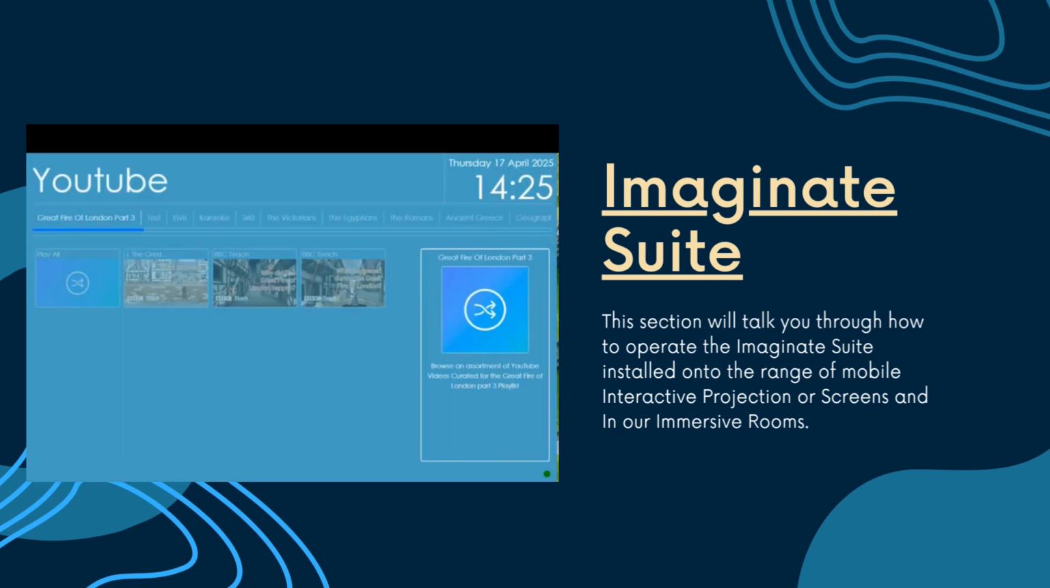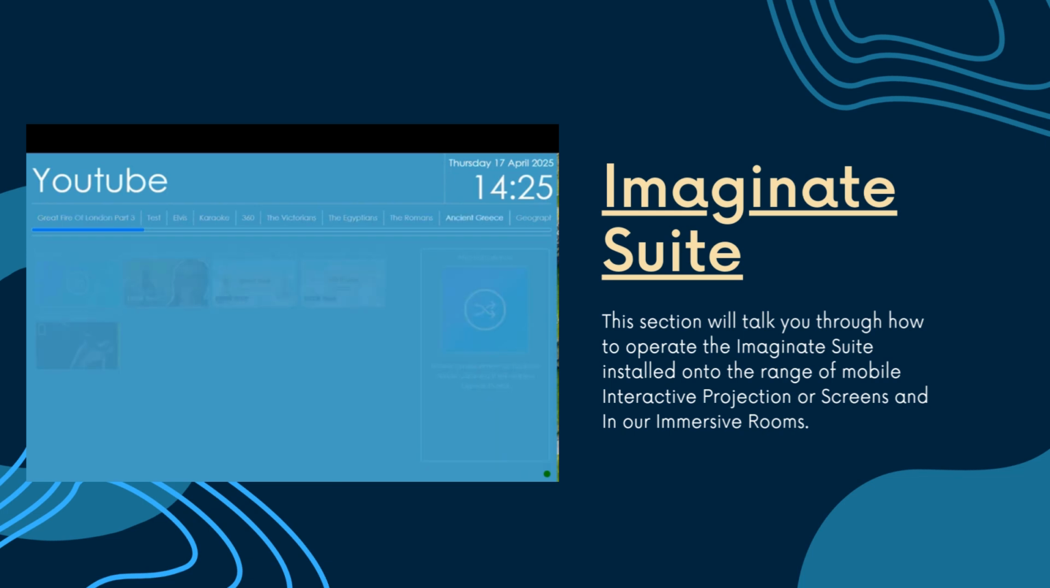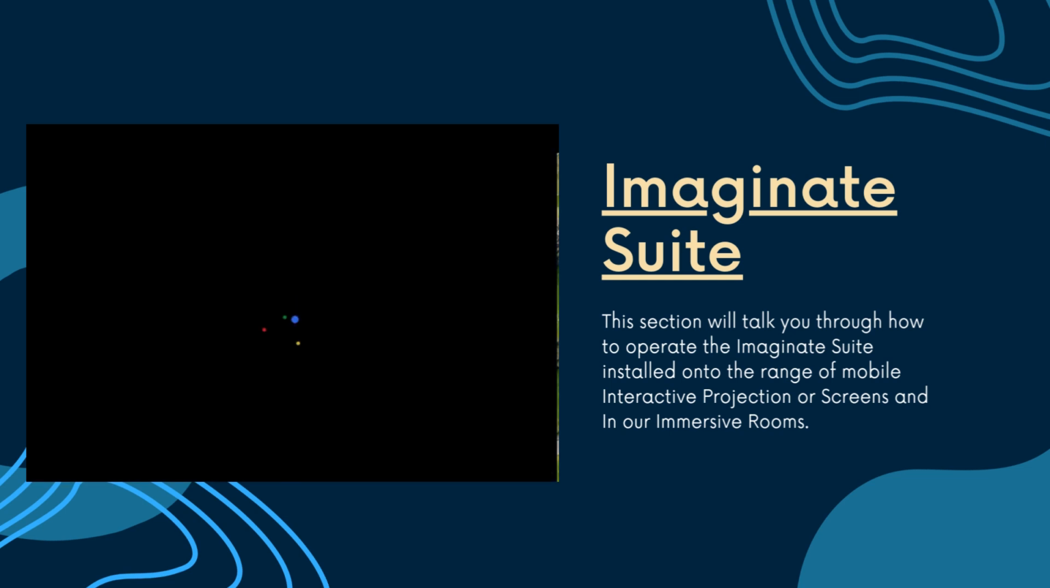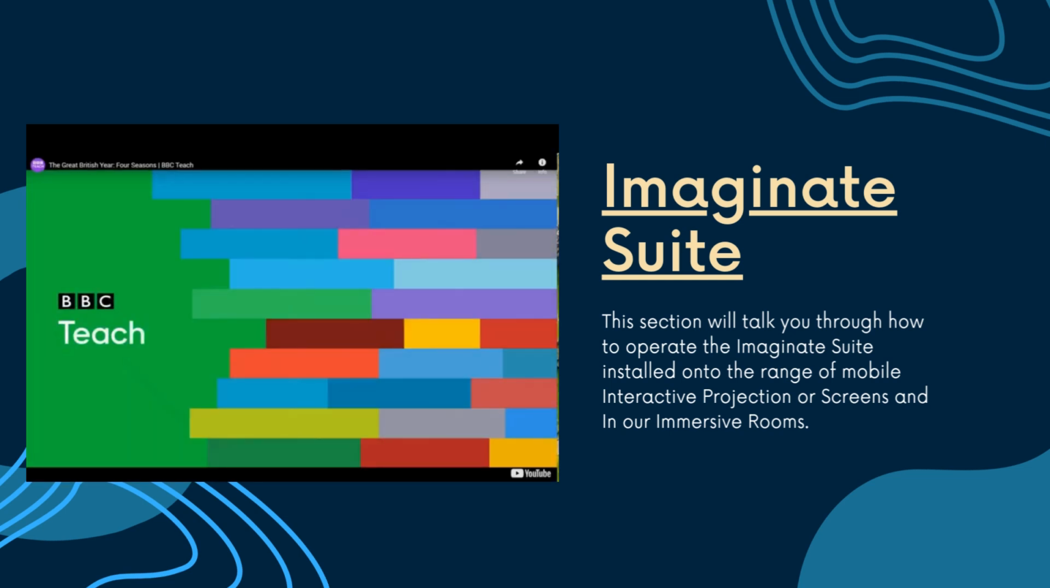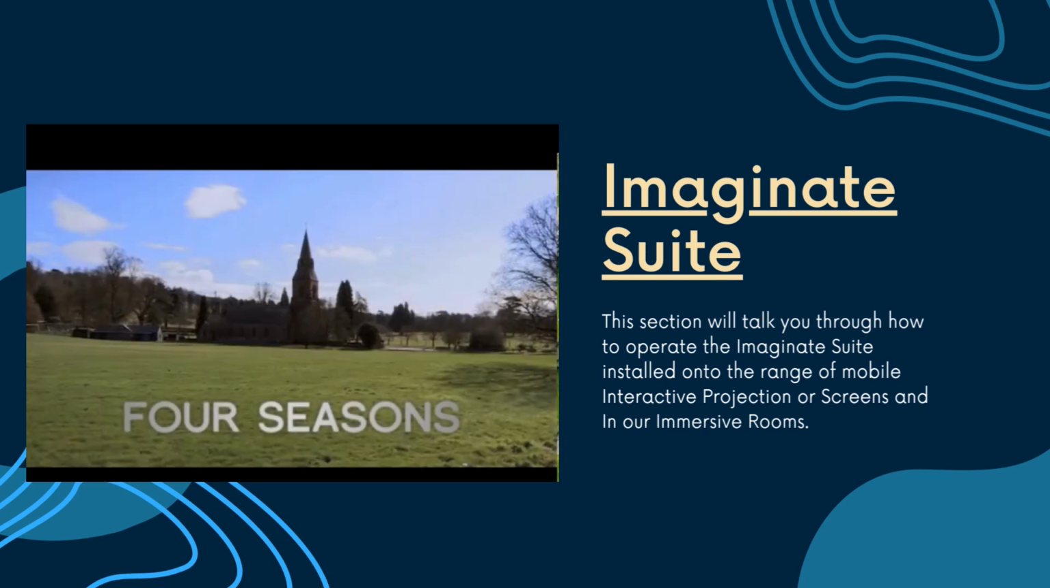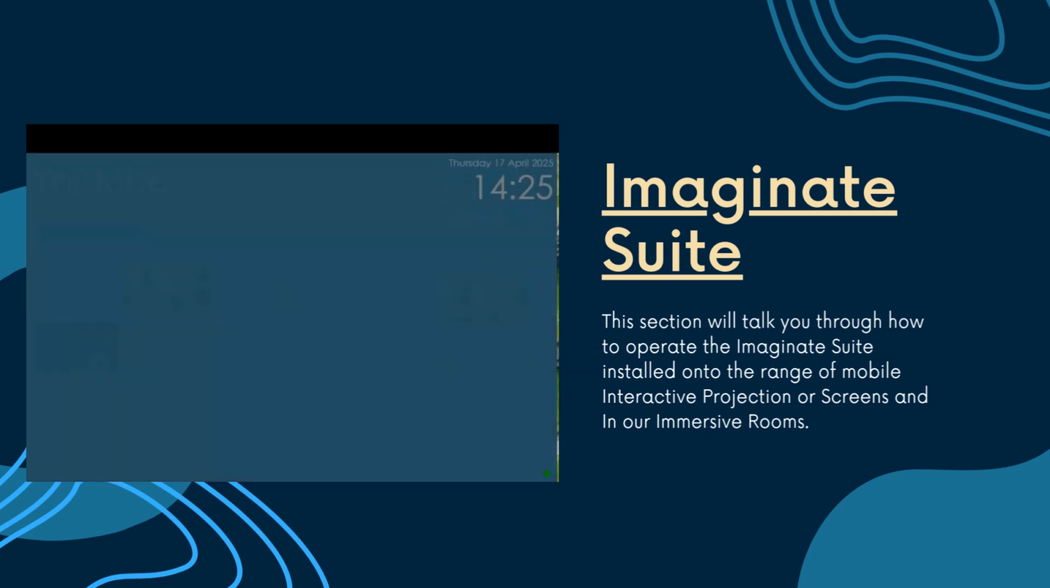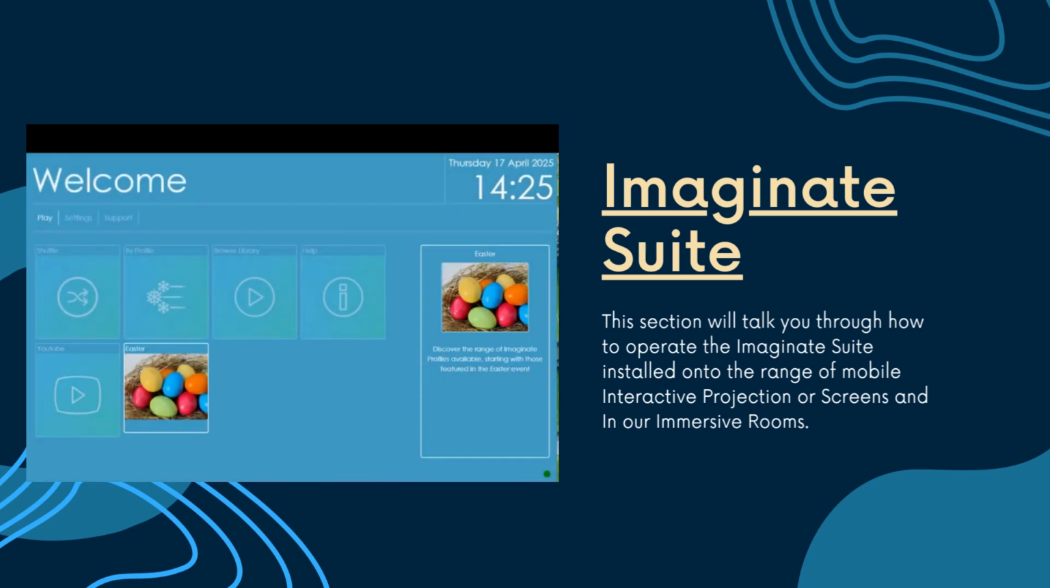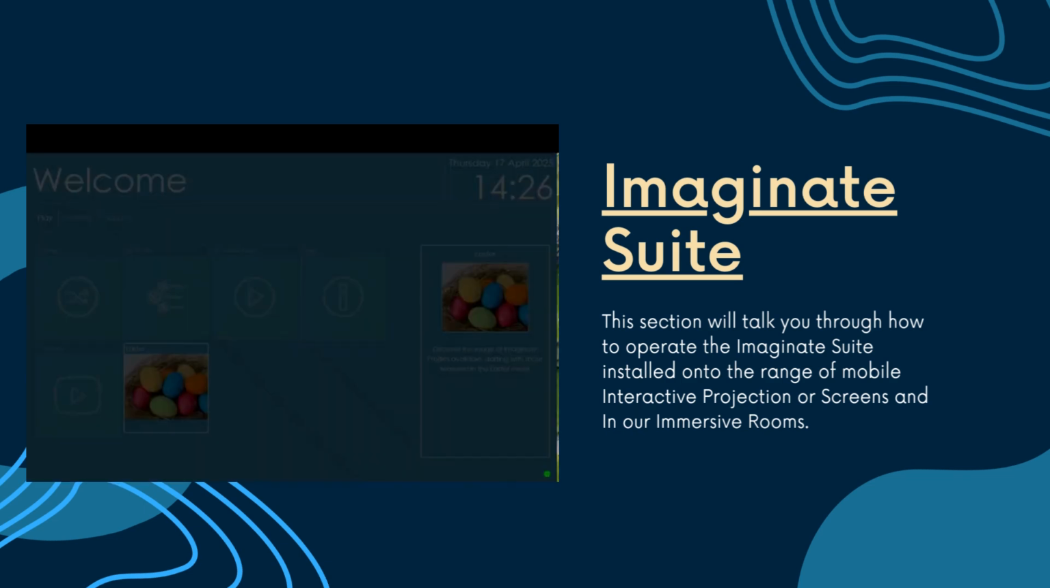YouTube gives you access to a selection of pre-approved, educational clips, available when you're connected to the internet. These are non-interactive videos, all sourced from YouTube and carefully vetted for quality and relevance. You'll find topics like the Victorians, Egyptians, Romans, and more. Just select a clip to watch. Just remember, an internet connection is required.